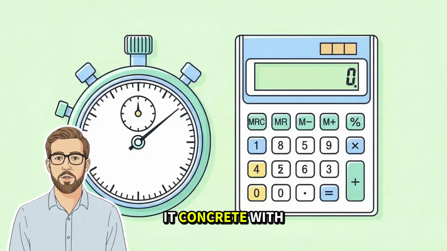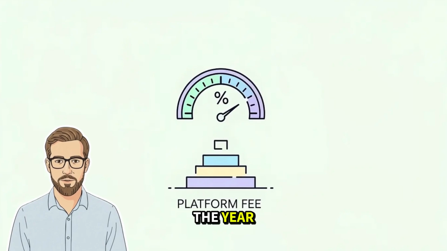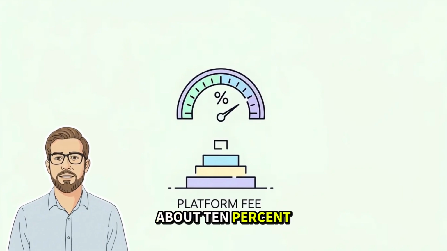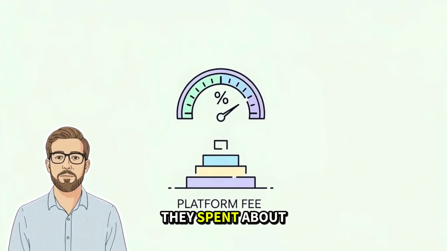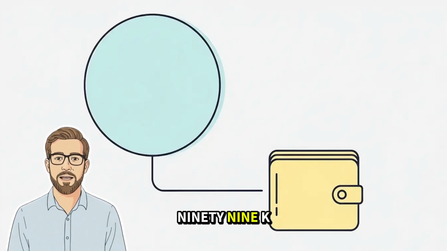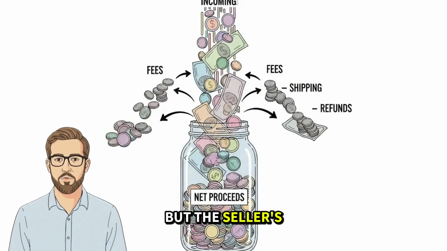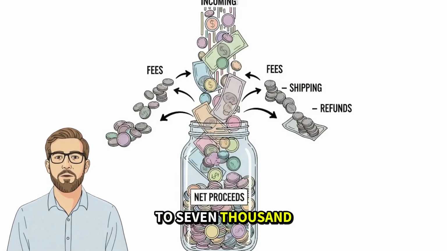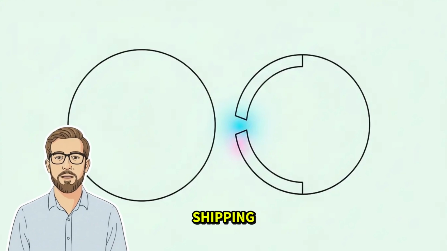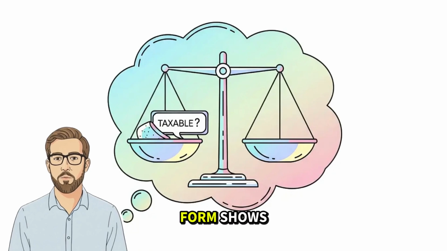Now let's make it concrete with a fast number example. Say the baby clothes seller had $7,000 of payments processed for sales over the year. The platform charged about 10% in selling fees on average, plus they spent about $800 on shipping labels. They also issued $600 of refunds. The Form 1099-K might still show $7,000 because it's gross payments, but the seller's real proceeds could be closer to $7,000 minus fees, minus shipping, minus refunds. That's already a couple $1,000s different from what the form shows.